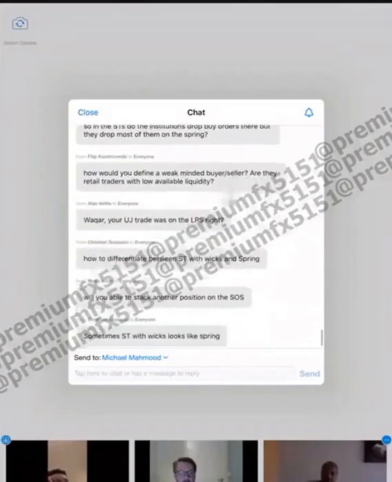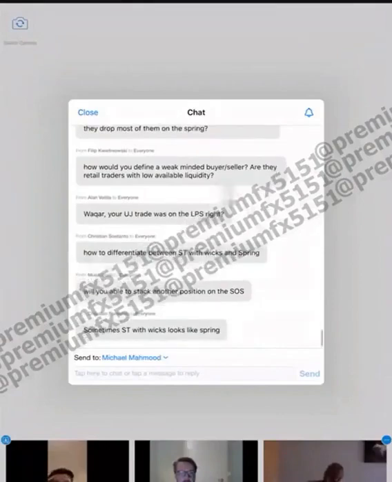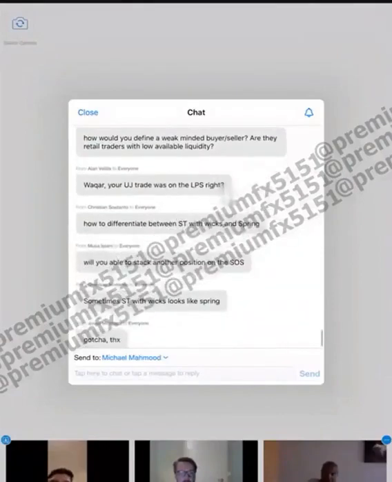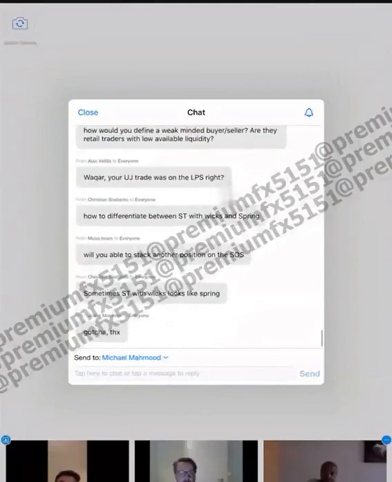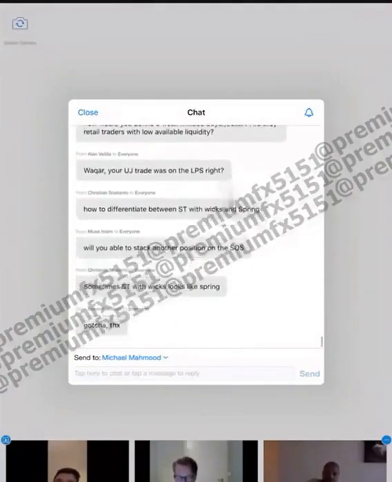My UJ trade was LPS. I believe it was on the test. The GJ trade while he just went through was the LPS. Yeah, but my UJ trade was on the test, but it was a lower time frame confirmation, which is what gave it to me in the end.